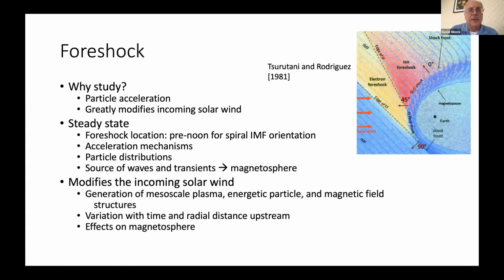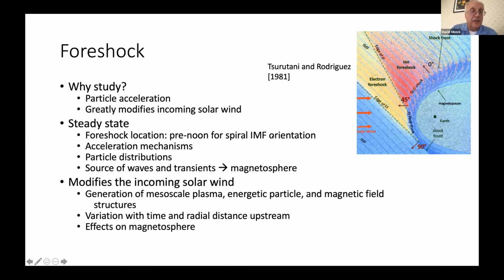Okay, let's move a little bit closer to the Earth. Why did we study the foreshock? It's a great place for particle acceleration. And as I'll show you, it dramatically modifies the incoming solar wind. So if you're a magnetospheric physicist, please think about what happens to the solar wind in the foreshock. And I'll show you that in a few slides. Where is it usually for steady state? For spiral IMF orientation, it's usually upstream of the dawn magnetopause.